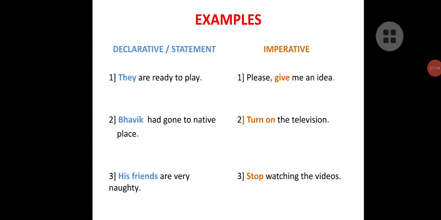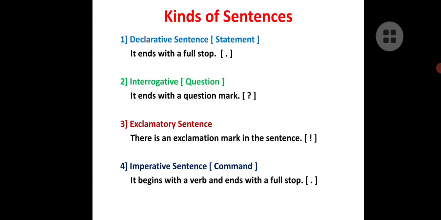So friends, today we have studied about four kinds of sentences, that is declarative, interrogative, exclamatory and imperative. Thank you.